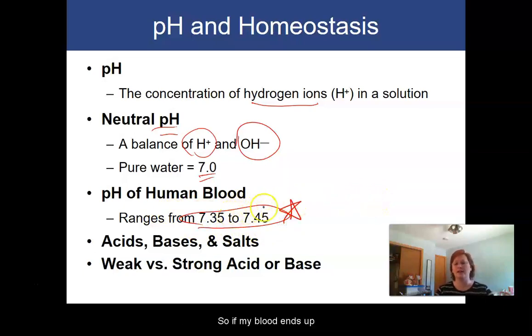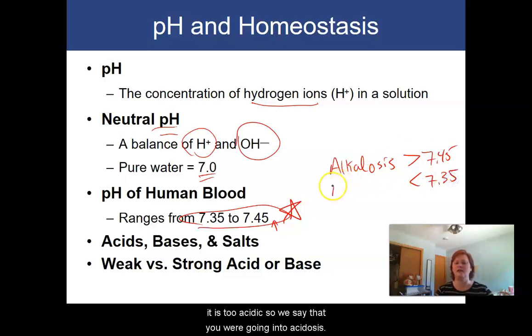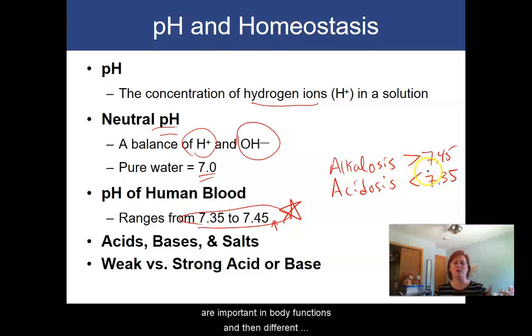If my blood ends up higher than 7.45, then it is too alkaline, so we say that you're going into alkalosis if you're greater than 7.45. If your blood is less than 7.35, it is too acidic, so we say that you are going into acidosis. And those two conditions can start to denature proteins that are important in body functions, and then different parts of the body, different systems start to shut down.